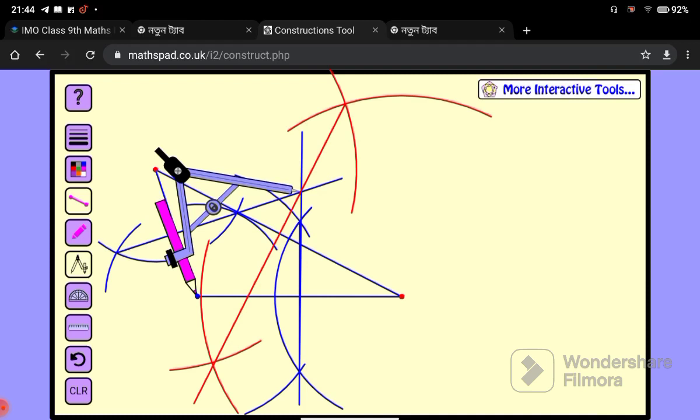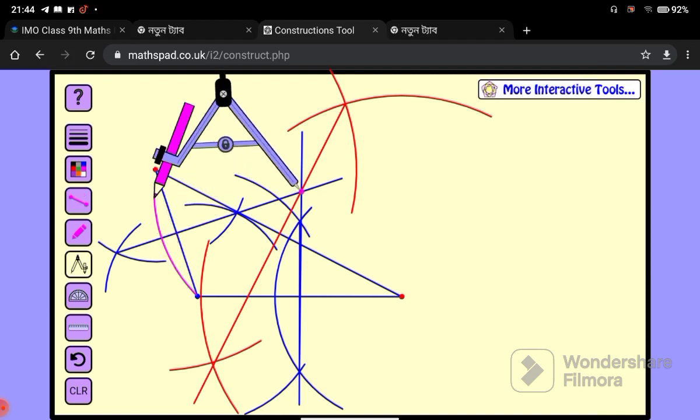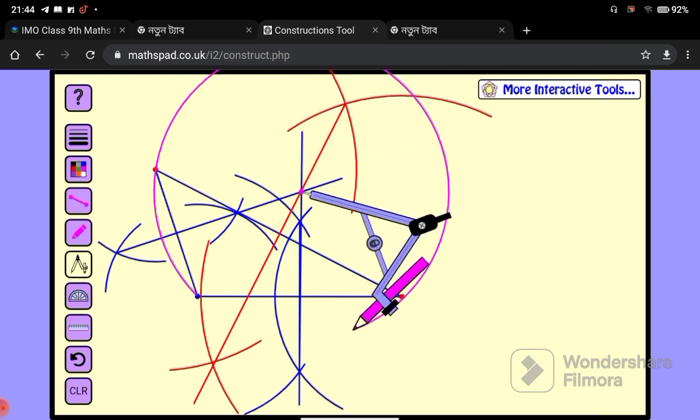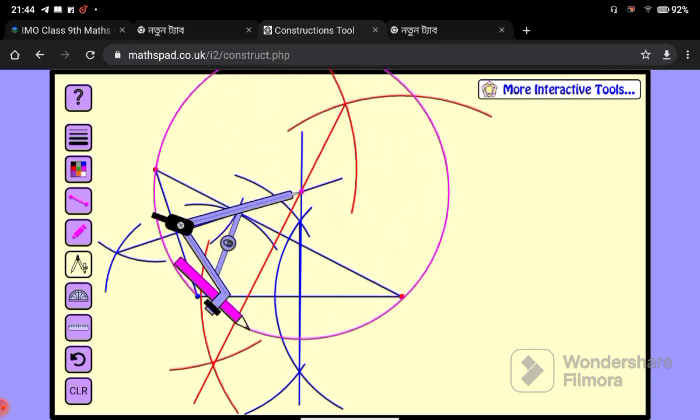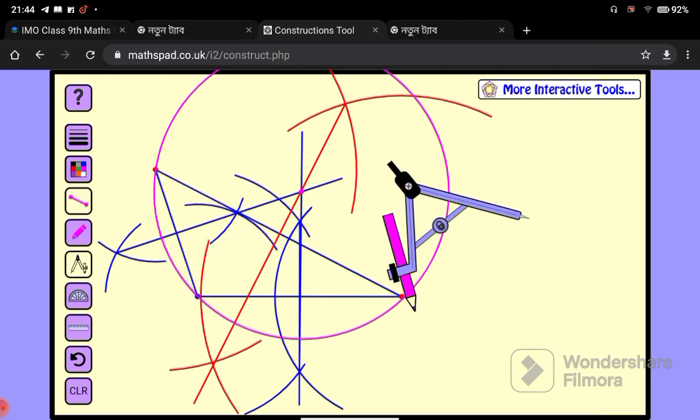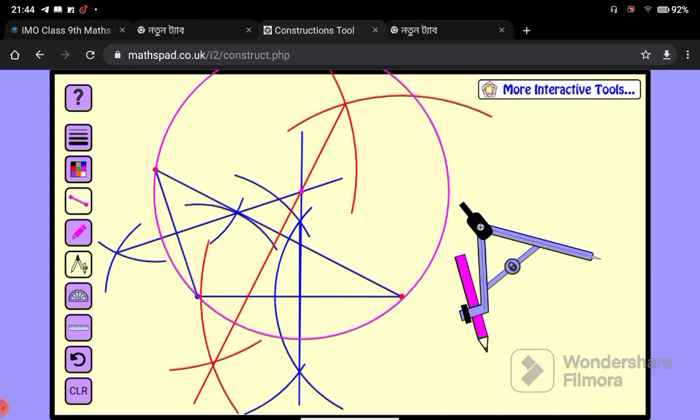Okay, here you go. So start to draw the circle. Yes, yes, yes, yes. Oh my god, that's really touching each and every vertex. Fantastic. So that is why this point is called the circumcenter.